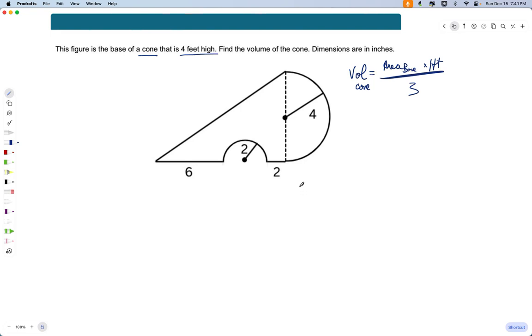So I've got a half circle here. For a circle divided by 2, or cut in half, we're going to take the area of a circle and divide that by 2. So that's going to be pi times 4 feet times 4 feet. Divide that by 2. 4 times 4 is 16. Divided by 2 is 8. So 8 pi feet squared is this section here, right?